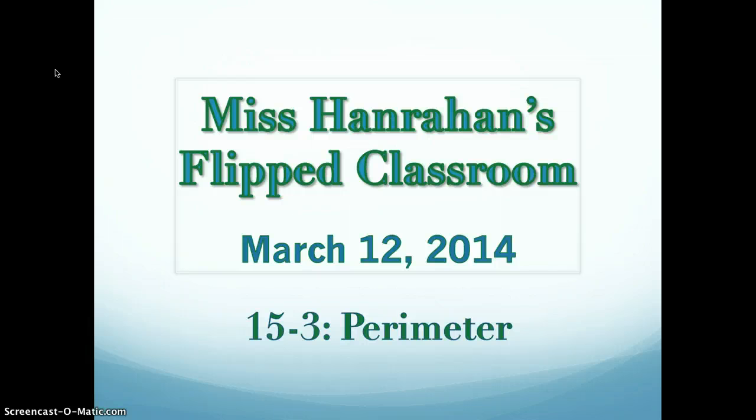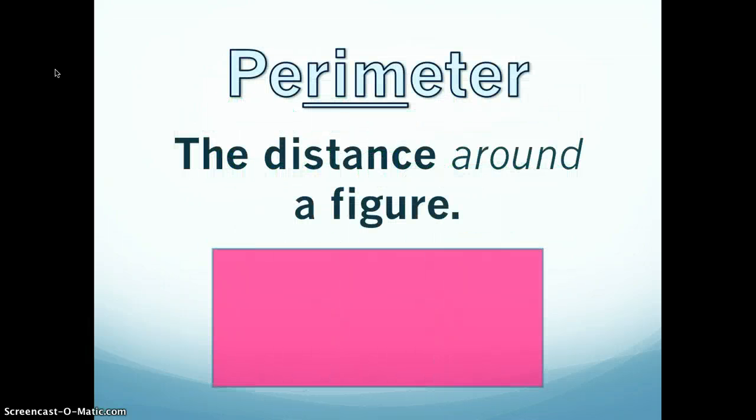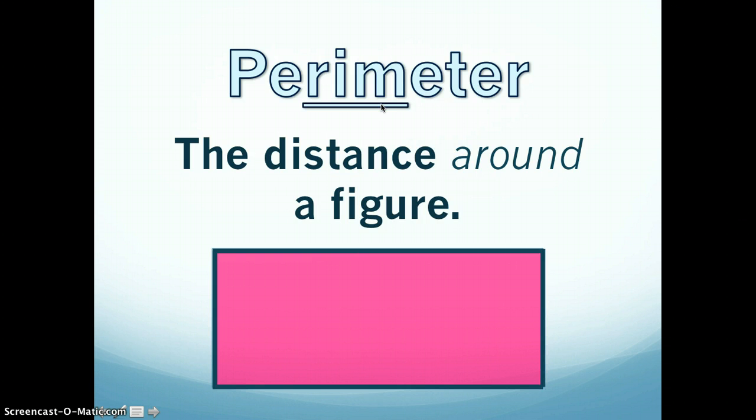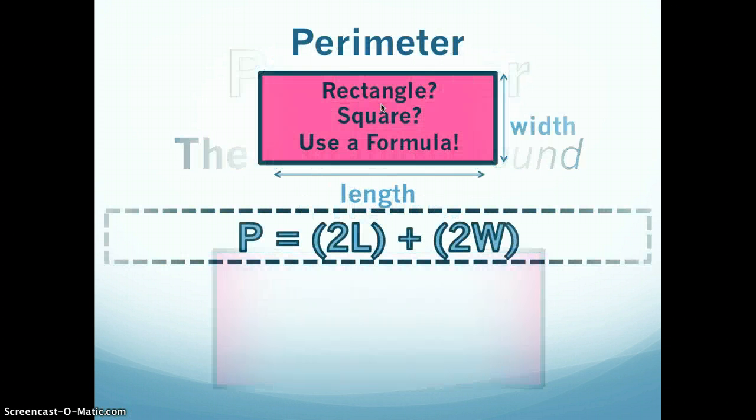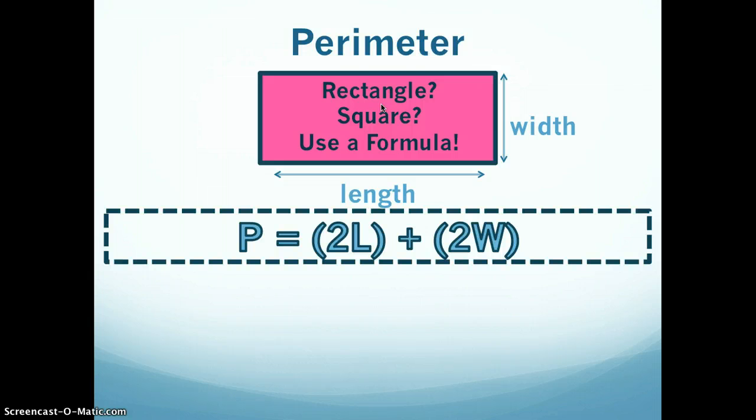Today we're talking about perimeter. Now perimeter is the distance around a figure. You'll notice that the word rim is actually within the word perimeter. And a rim is something that goes literally around something else. Kind of an easier way to remember what a perimeter does.